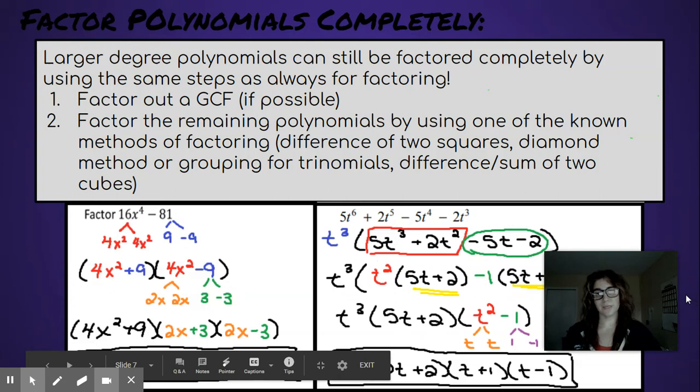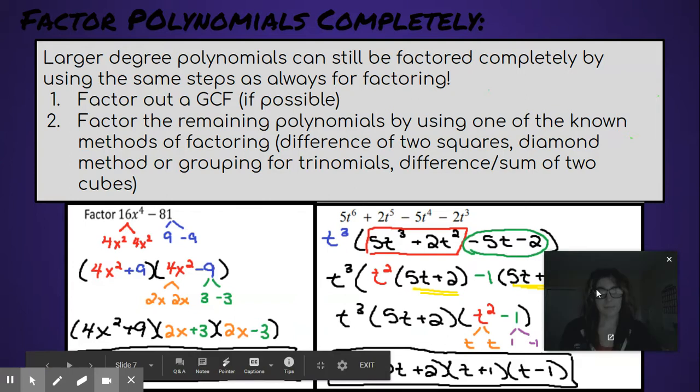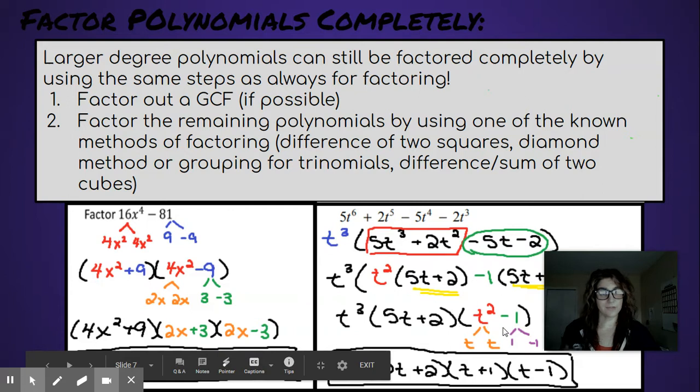Okay, so I have two here. Don't let the 4th degrees or the 6th degrees scare you, right? Any even number, I know I can divide it by 2, so that would be considered a perfect square. So that 16x to the 4th is really 4x squared when I split it. And then it just so happens I can split it one more time. When I do the next one, factor out the GCF, which was a t cubed. And then when I did my grouping, I saw, well, I can do one more time.